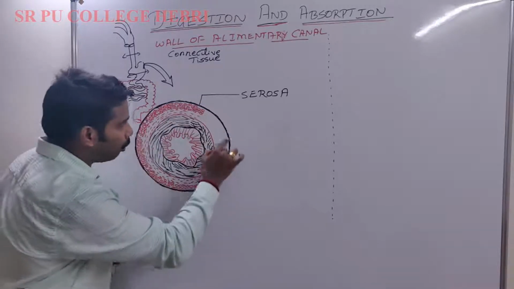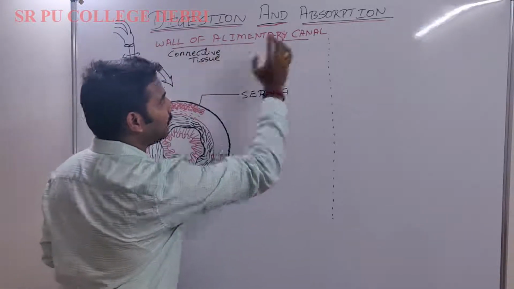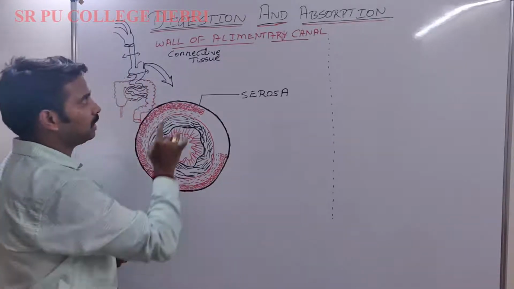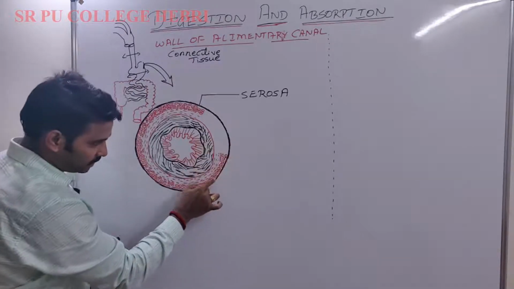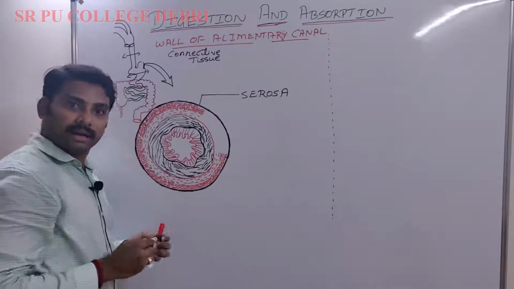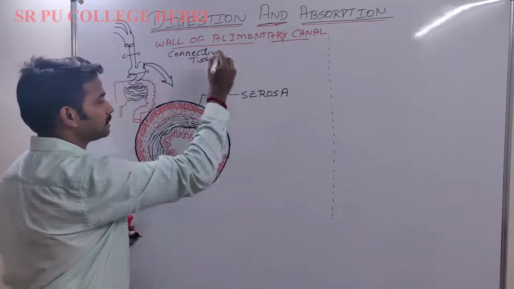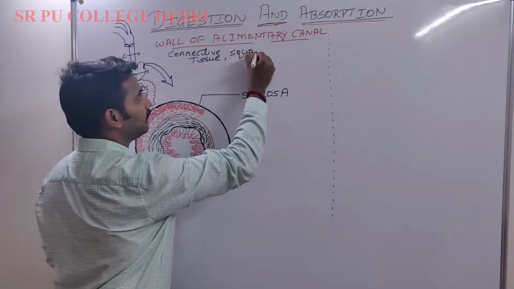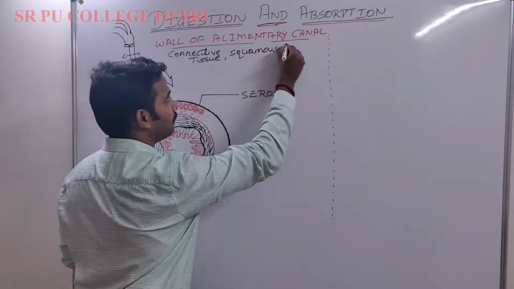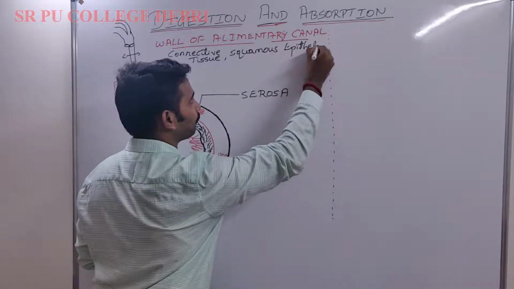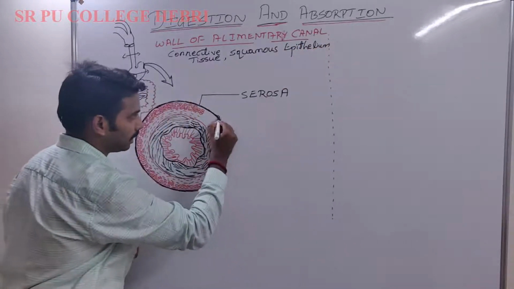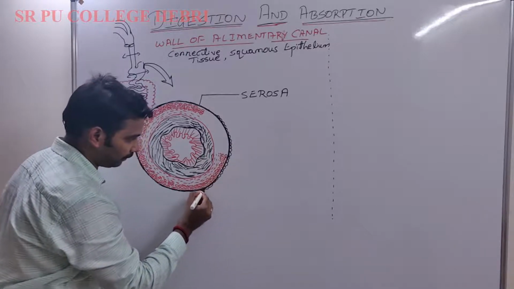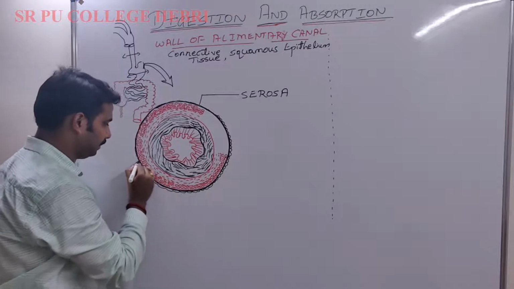Now, the outermost layer in the wall of the alimentary canal is called serosa, which is made up of a tissue. Can you see this tissue? What is that tissue called? Connective tissue, as well as it has epithelium. It has epithelial tissue also. Which one? Squamous epithelium. Okay, I will just show like this. This is squamous epithelium. Throughout you will find. You can complete this later.